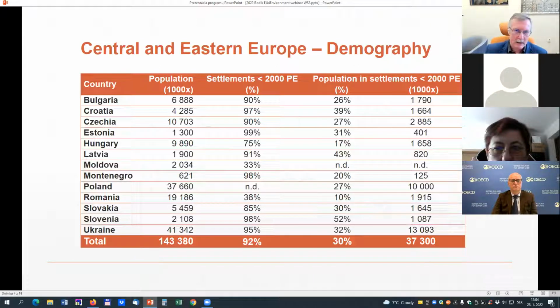By small settlements, I mean villages or small settlements with fewer than 2,000 population or population equivalent. We can see that 80 to 90% of settlements in our countries are of this kind. It means a relatively high, or very high, portion of small settlements plays an important role in our demography. Approximately 30% of the population in our countries lives in small settlements, and it represents 37 million inhabitants in rural settlements. It is a relatively huge number of people, also with respect to water and wastewater connection and treatment.